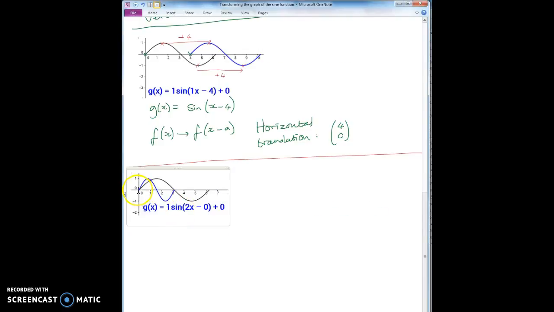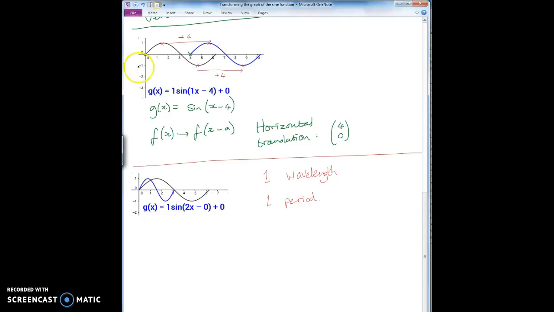The distance it takes this function to go from the start here to a maximum, to a minimum, and then back to the same position here, this is called one wavelength, or you can call it one period.